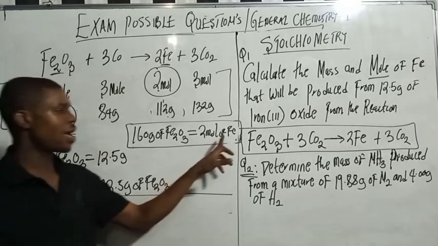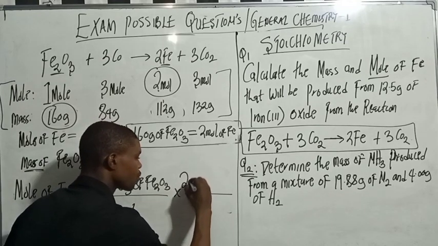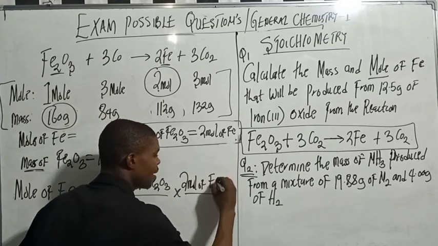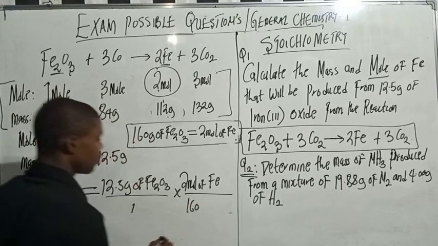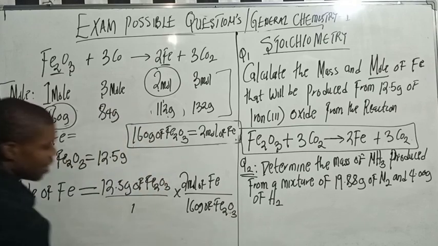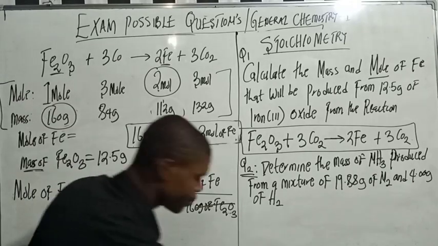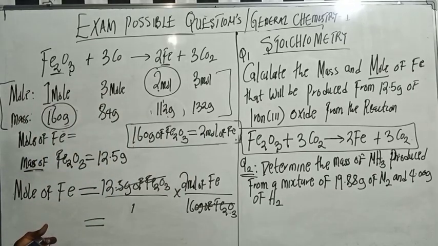Now 2 moles of Fe will be at the top. Why is one going to that? So that you can easily cancel out. So here we have 2 moles of Fe, and here we have 160 gram of Fe2O3. You find that we cancel out this one here. What am I left with? I'm left with 12.5 times 2, divided by 160.